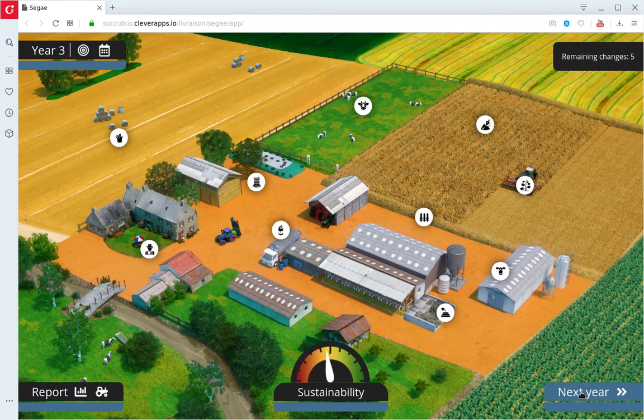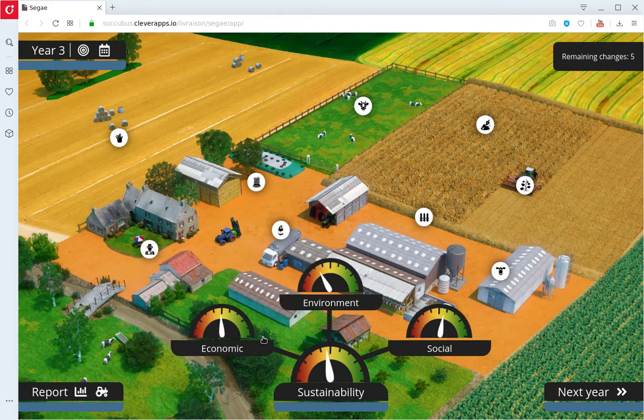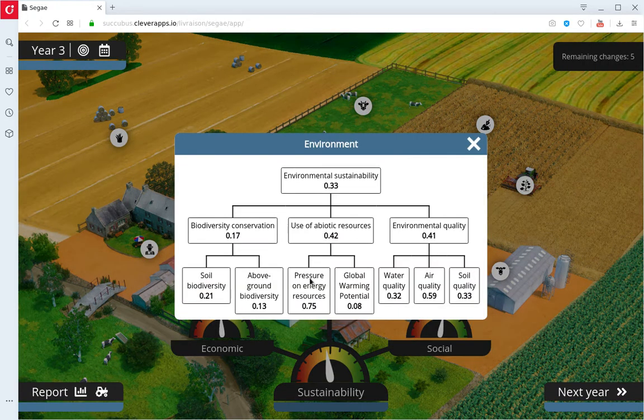the next game round. At the bottom in the center of the screen is the cumulative indicator of sustainability. This indicator consists of three components, i.e. economic, environmental, and social balancing. You can also check what influences these indicators at any time.